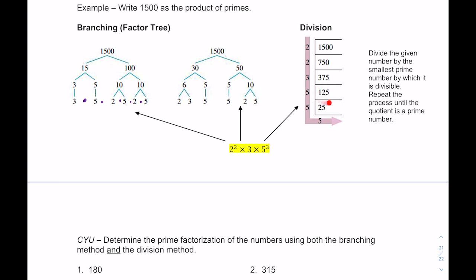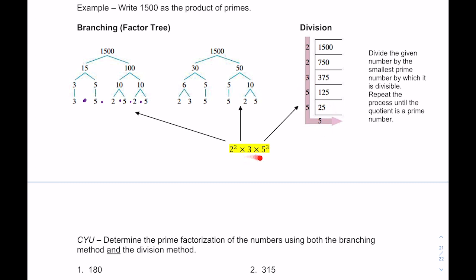3 can't go into 8, so I have to try the next prime number bigger than 3, which would be 5. 5 goes into 125, and I know that because it ends in a 5. 125 divided by 5 is 25. And then it ends in a 5 again, so I can divide by 5 again. 25 divided by 5 is 5. And then to get your answer, it's 2 squared times 3 times 5 to the third.